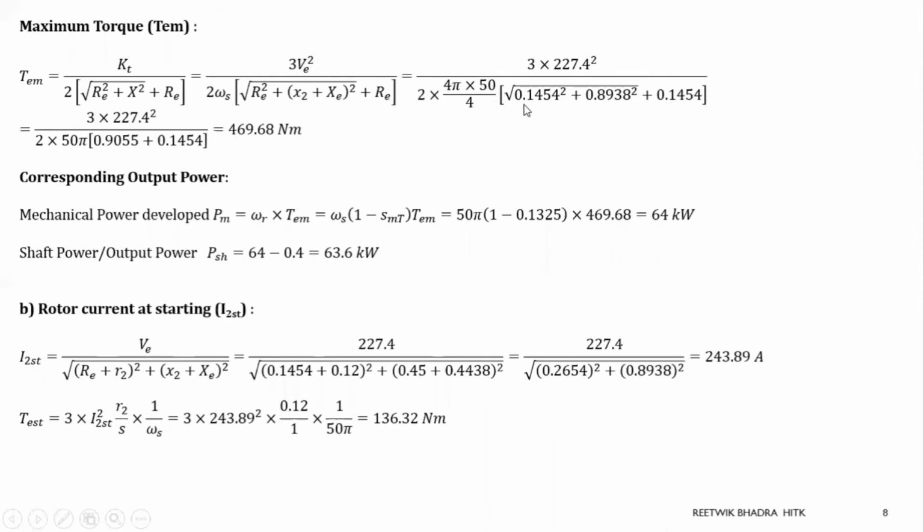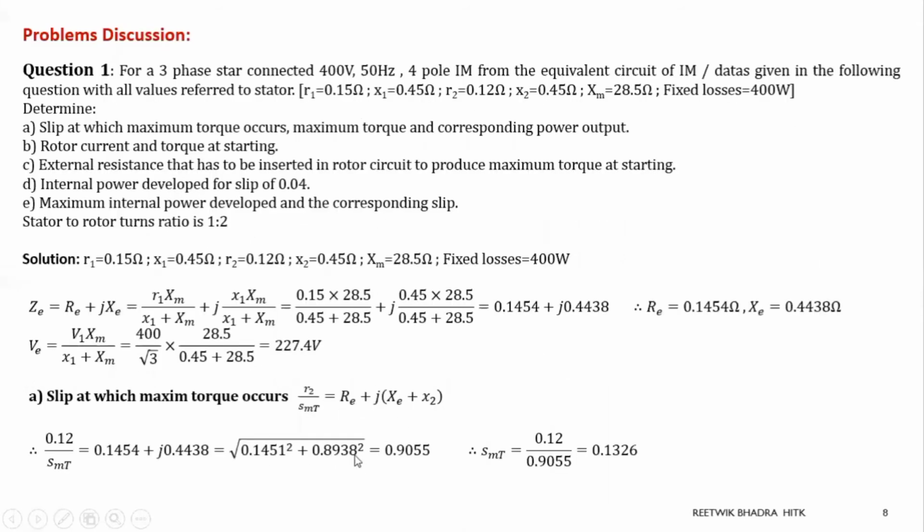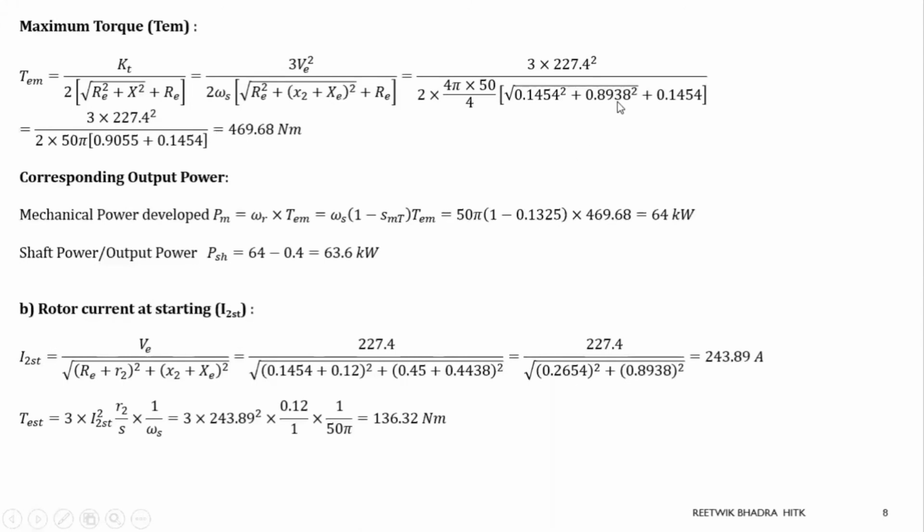And therefore square root of RE square. RE was found out to be 0.1454. X2 plus XC, just now we had found out 0.8938. So this is 0.8938 square. RE is again 0.1454. Just substituting all.